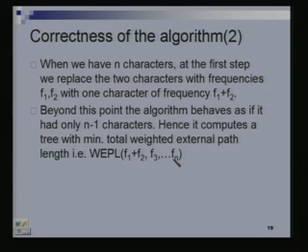And so using our induction hypothesis, it would have computed the best possible tree over these, because these are only n minus 1 characters now, and it would have computed a tree on these n minus 1 characters with total weighted external path length as this quantity. Right? This was the minimum quantity. This was the notation we used for the minimum.